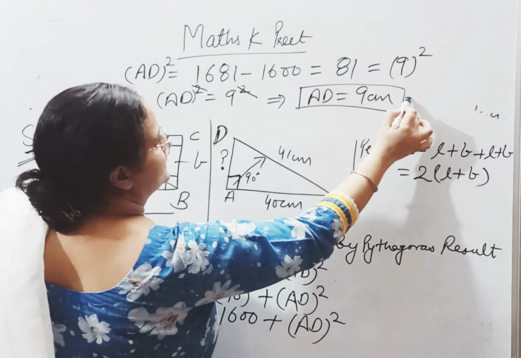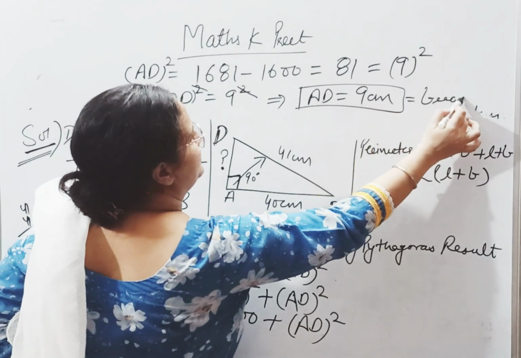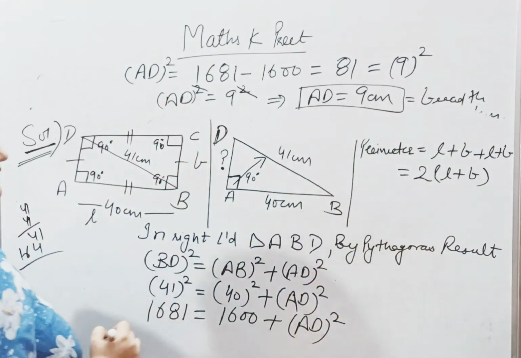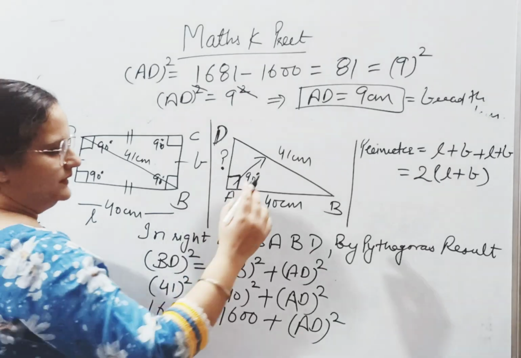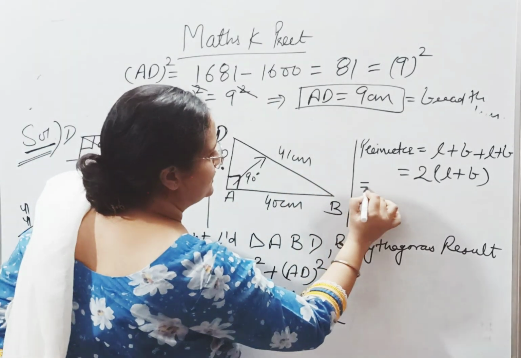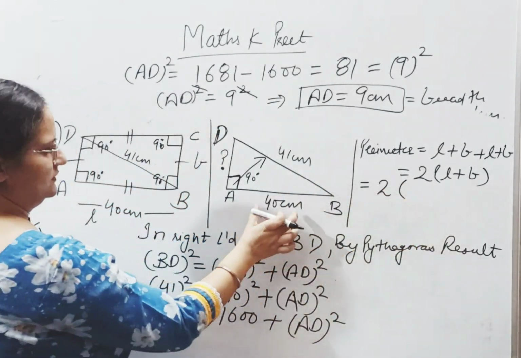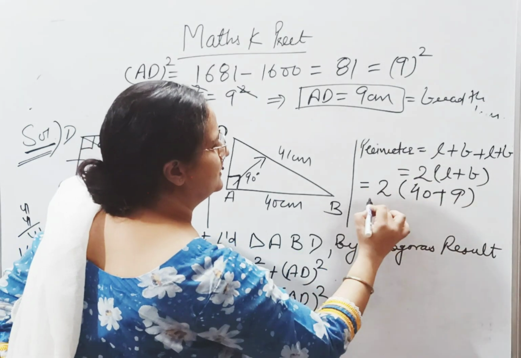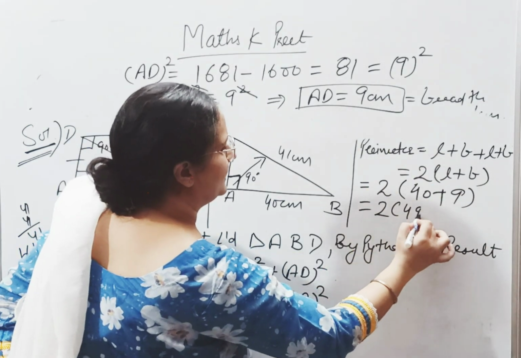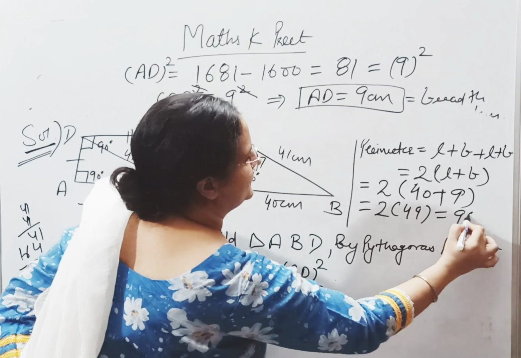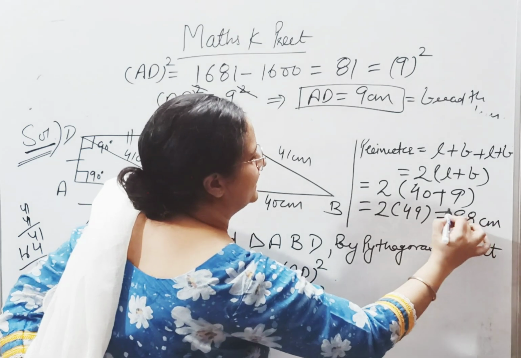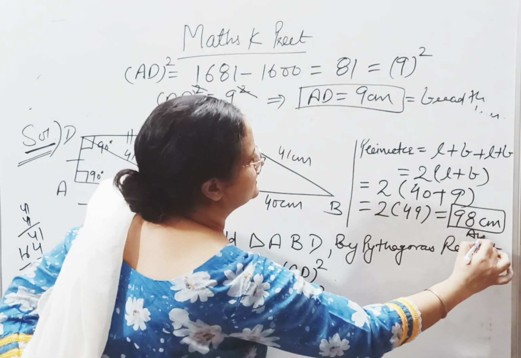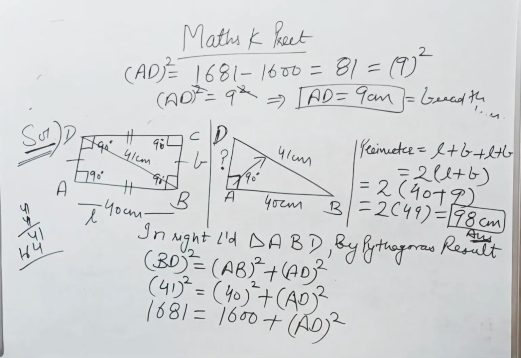So this is what? This is breadth, B actually. So 9 centimeter. Now we have to find the perimeter. We have to complete the question. So length is 40. Breadth is what? 9. So it is 2 times 49, which is ultimately 98 centimeters. So this is the answer for the question.